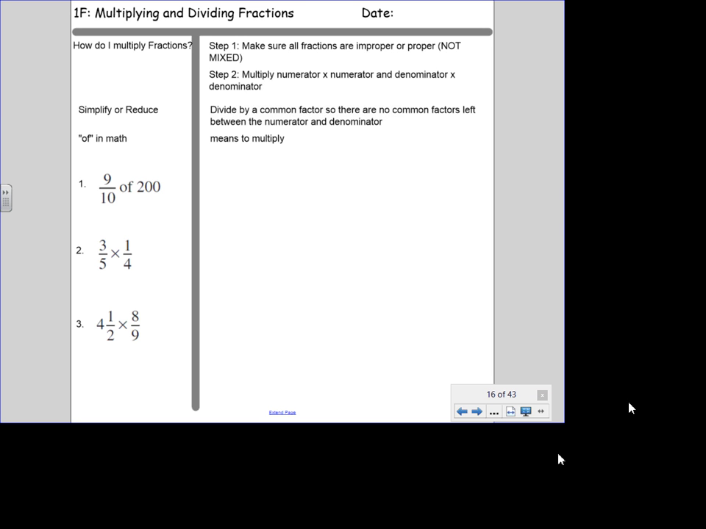Hello, Year 9. We are going to go ahead and look at two questions today. One question is, how do I multiply fractions? The other question will be, how do I divide fractions? And that will be our next slide.